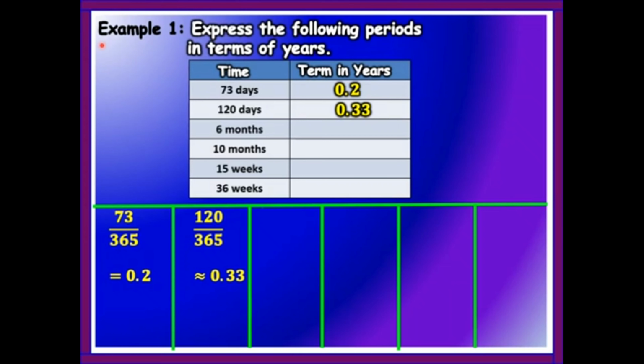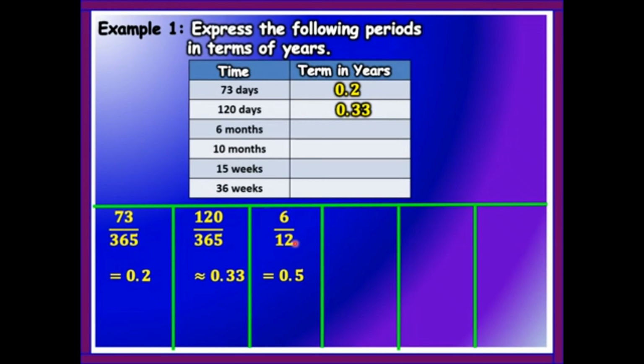Next is 6 months. So we will express 6 months into number of years. As you can see, it is not expressed in days, but in months. And we have 12 months in a year. So we will just divide the given 6 months by 12 months. So we will divide 6 by 12. That is 0.5 or 5/10. So in fraction, if you reduce 6 over 12 into its lowest term, that's going to be 1/2.